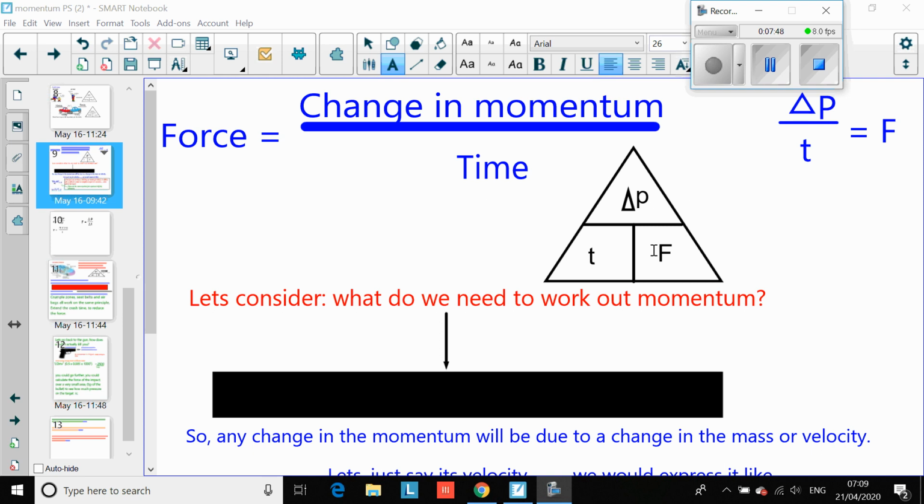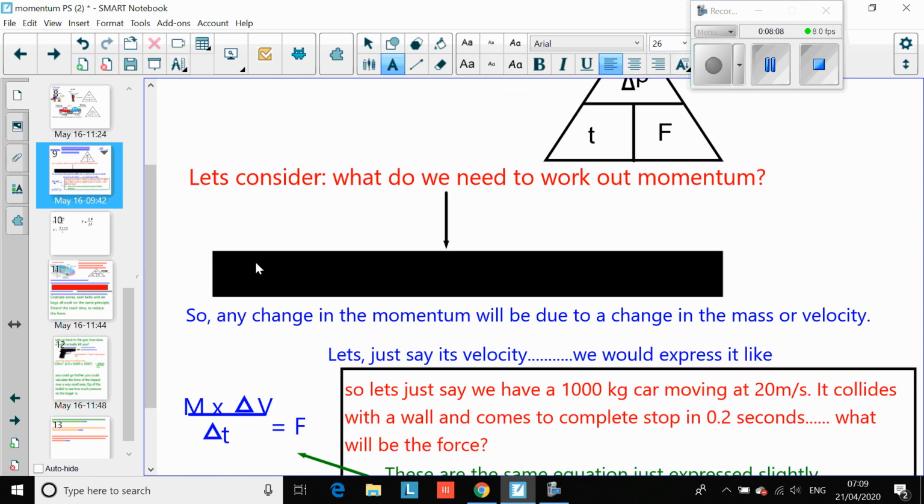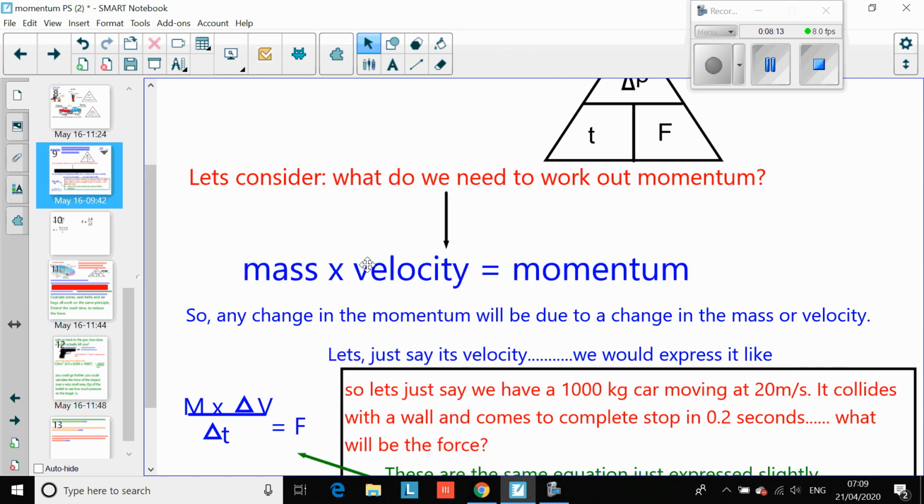Okay, so what this means is the force of the impact is calculated by how quickly the momentum changes. So there's your change in momentum. So every moving object has momentum, and the force of an impact is determined by how quickly that momentum changes. Okay, so let's just quickly go through an example. What do we need to consider when we work out momentum? Okay, well, momentum is mass times velocity. This you should remember from last lesson. Okay, so mass times velocity is momentum.